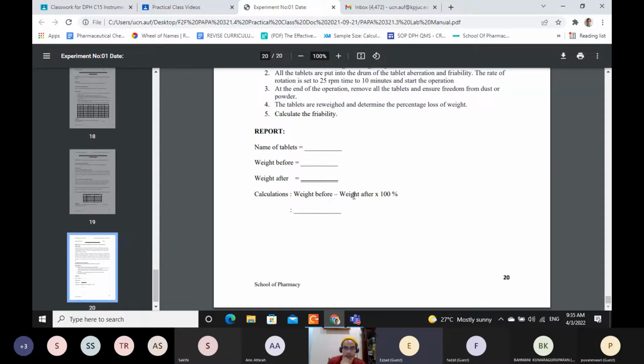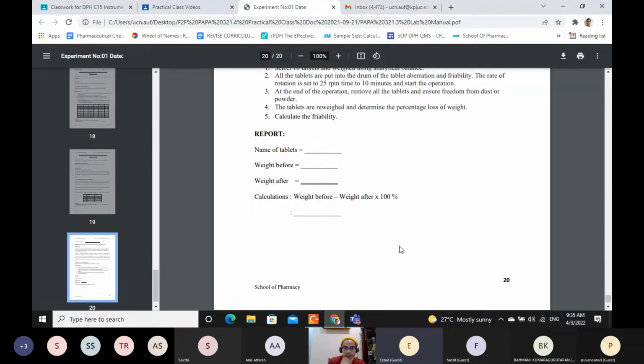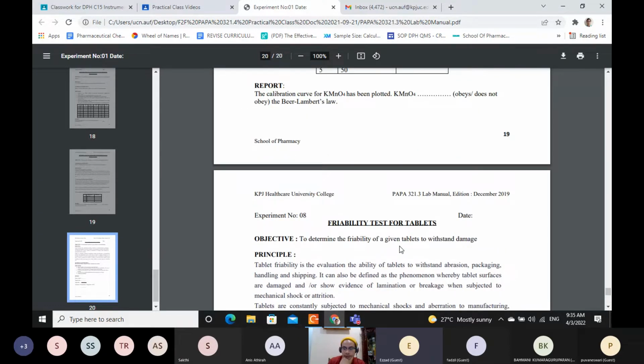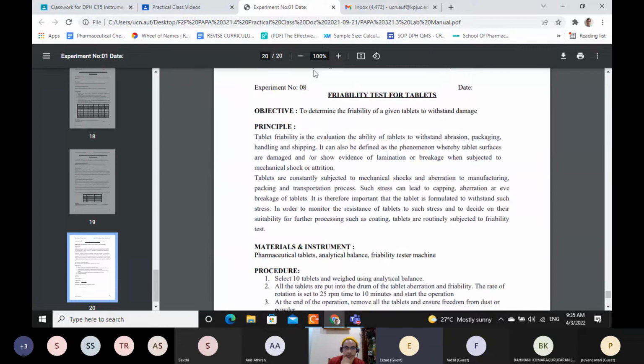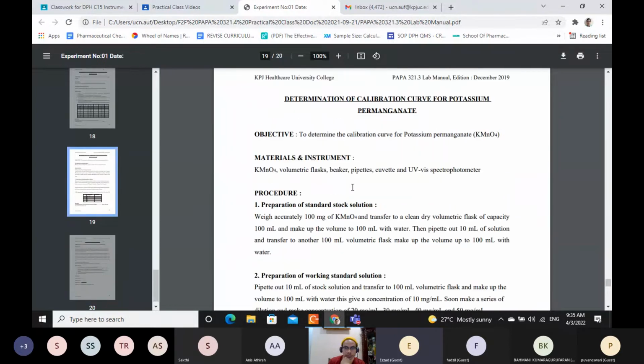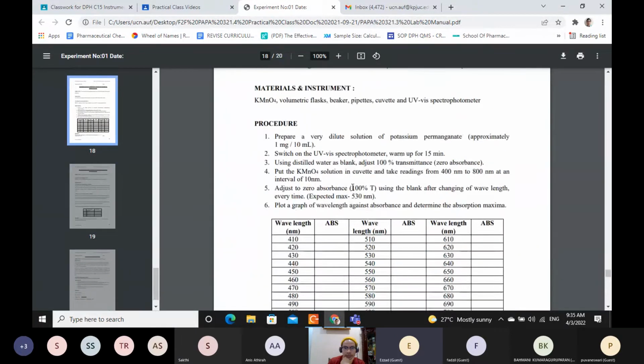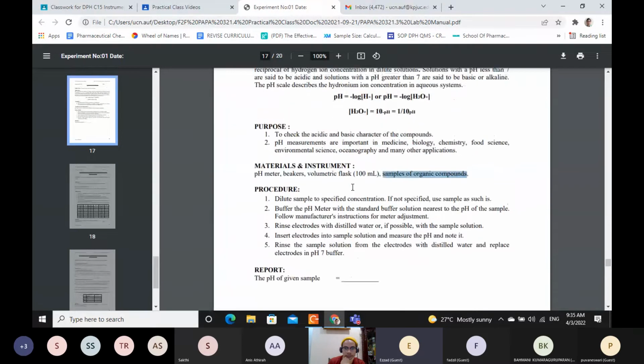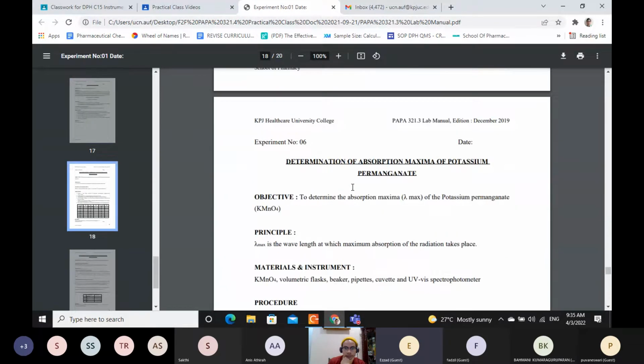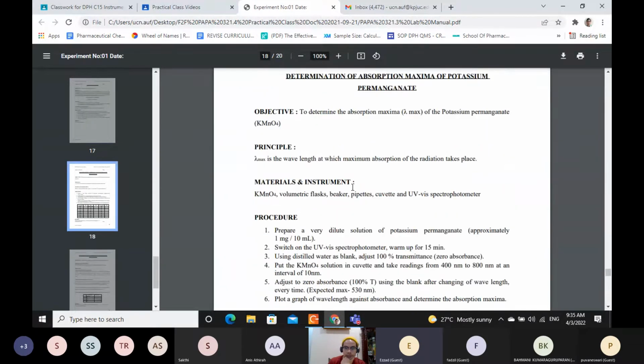Okay. So let's take 5 minutes. Saya dah tegak the thing. I'll come back in 5 minutes untuk continue with experiment 6 and 7. Yes, determination of absorption maxima.